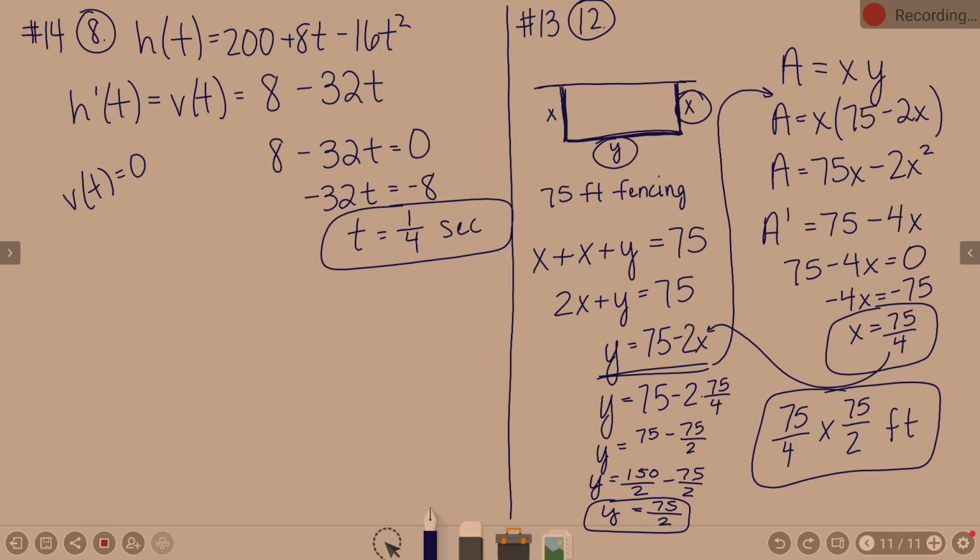If it asked you to actually find the max area, one option is to multiply those two numbers I just got. Or we could have taken our x value and put it back into one of those equations right there, one of our area equations before we took the derivative.